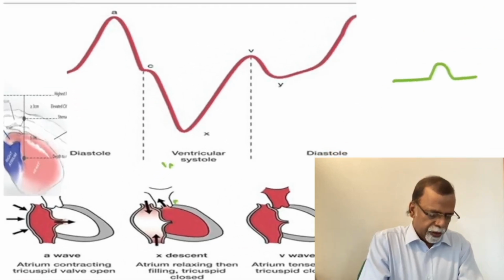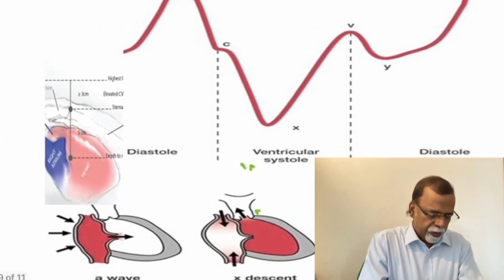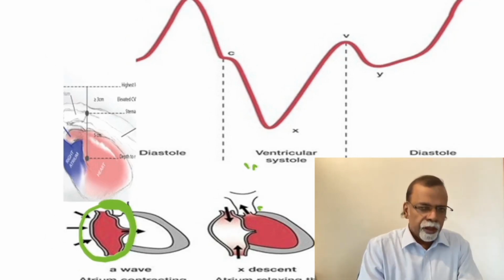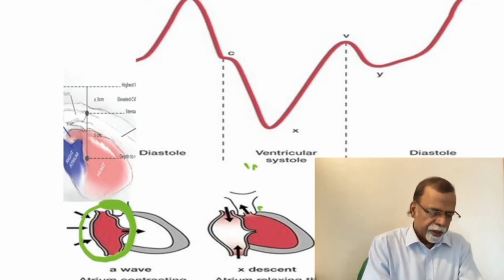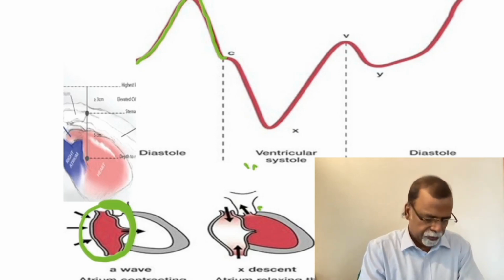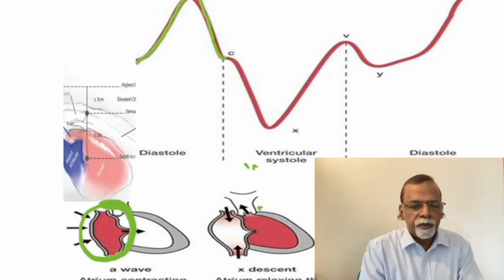So you can see the atrium contracts, otherwise called the atrial systole. This increases the pressure in the right atrium and is visible in the JVP as the A wave. So A wave is due to atrial contraction. Atrial contraction lasts for around 0.1 second.